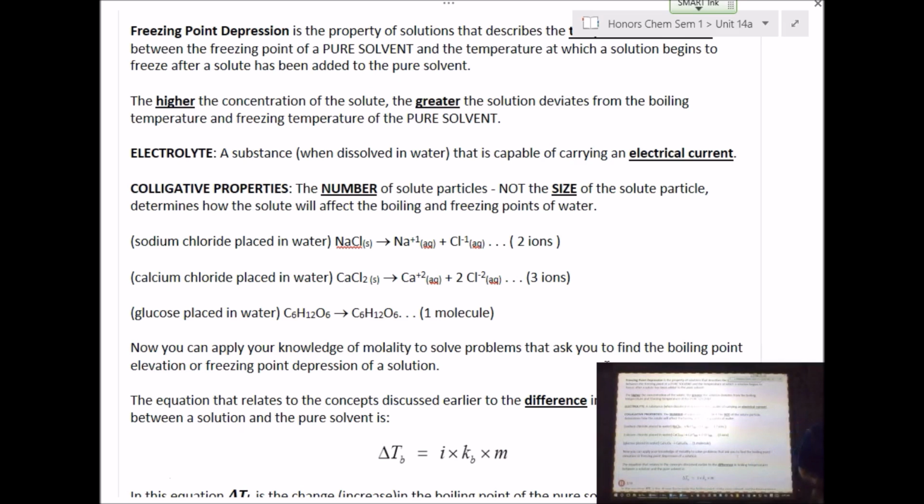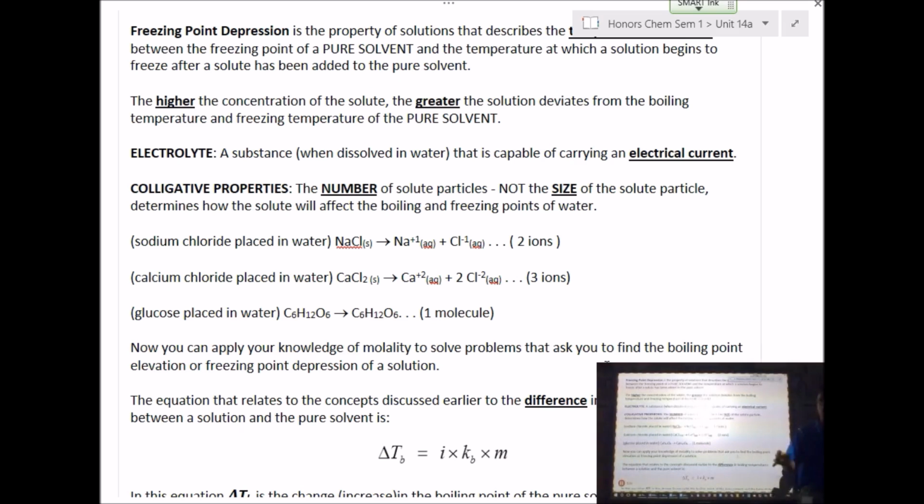Now, how are you going to know if you're looking at an ionic compound? It has a what and a what? Yeah, a metal with a nonmetal. Good. So when you're looking at, say, sodium chloride, you have a metal, which is on the left side of the periodic table, with chlorine that's on the right side. So you have an ionic compound.